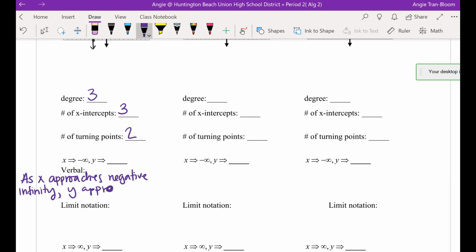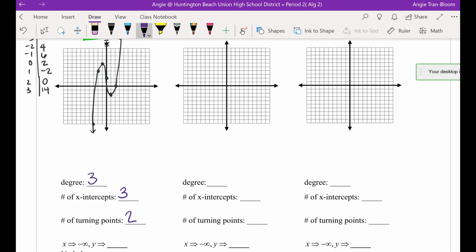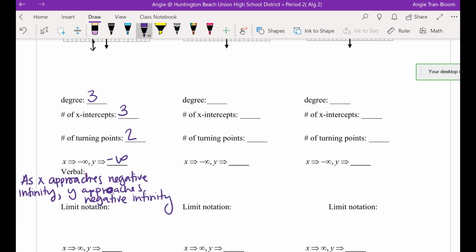Okay, so as x approaches negative infinity, y approaches what? Negative infinity. Okay, so let's look at it really quickly. What do I mean? As x is approaching negative infinity, what direction am I going? To the right or to the left? To the left. Where's y going? Down. As x is going this way, y is going here. That's why we say y approaches negative infinity. So on this line, we write negative infinity, okay?